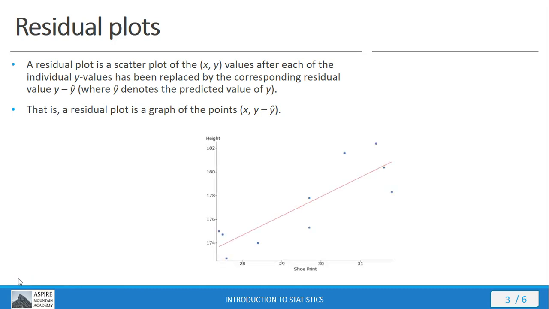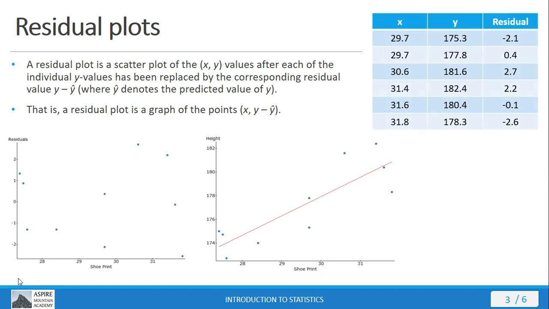So here's a plot of our data. We've got all 10 data points for shoe print length versus height. And here's a plot for the residuals. This is the same data, but notice the residual plot looks rather different. It's because you're plotting different values for y.